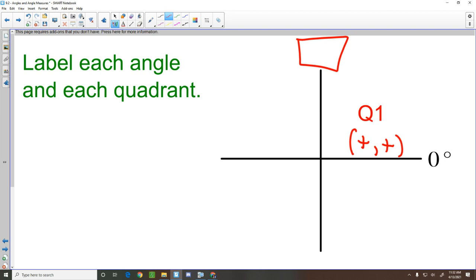Did you already finish? Do the quadrants? Now do the angles. So think about it. How many degrees would each of those be? And I want you to give me just the positive measure of each of them, so measure it counterclockwise.